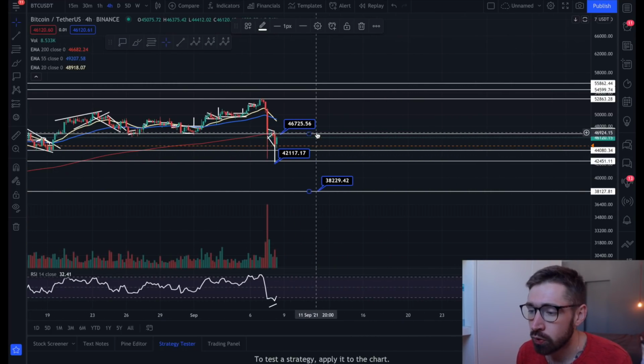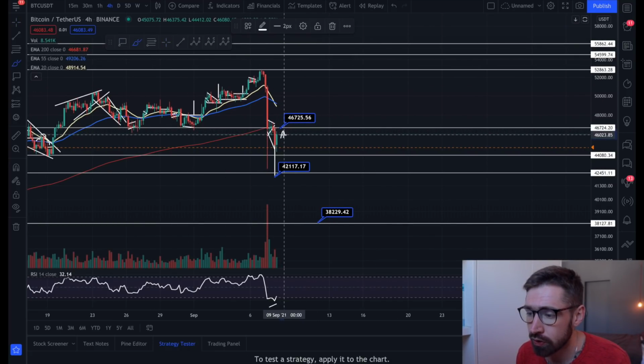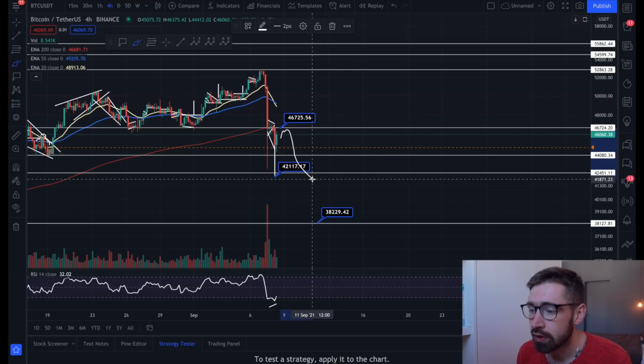That is a possibility, guys. But as of right now, you want to watch 46.7. If we don't break it, if we start back testing it as resistance, let me open it up here, where we just come and we hit it as resistance, that's when you can see that continuation to the downside here.